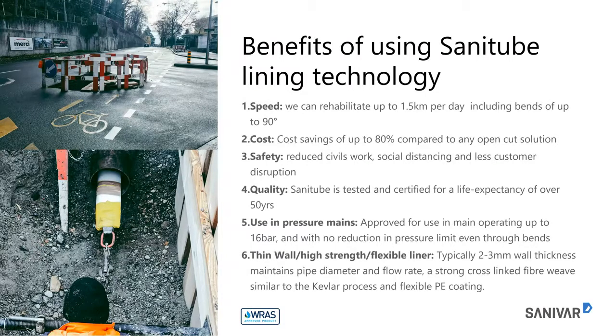Quality, Sanitube's tested and certified to a life expectancy of over 50 years. It's applicable for use in pressure mains operating up to 16 bar with no reduction in pressure limit at all. Thin wall, high strength, so no reduction in bore. Typically the maximum thickness of Sanitube would be 3.5 mil in the larger diameters. And so, in terms of providing smooth flow and minimal loss of bore, it's a great refurbishment technique.